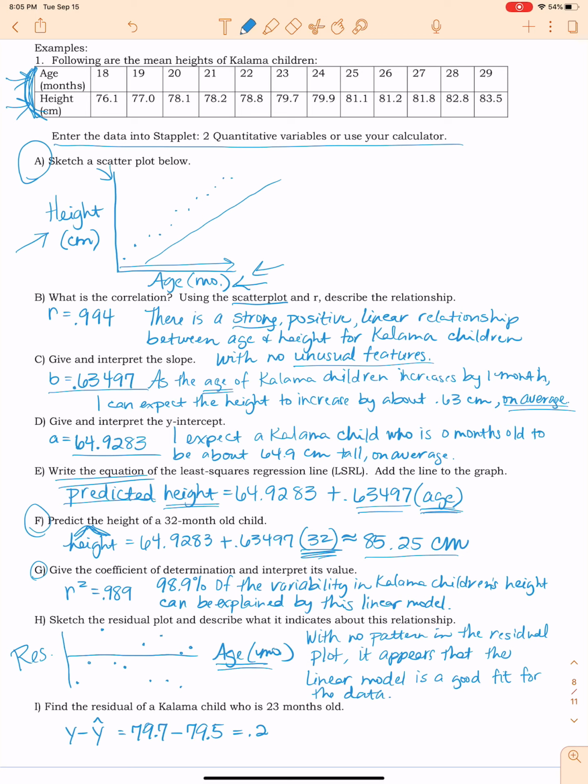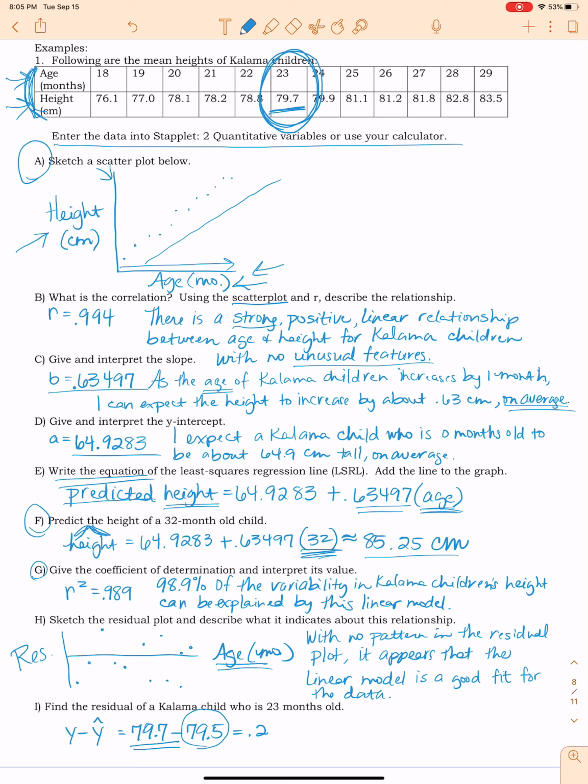All right, for part I, we're finding the residual of a Kalama child who is 23 months old. So this is just subtracting y hat from y. Well, the 79.7 came from right up here, all right? If I want the residual at 23 months old, the y value, the actual y in the ordered pair, is 79.7. And then this value of 79.5 comes from the regression equation.